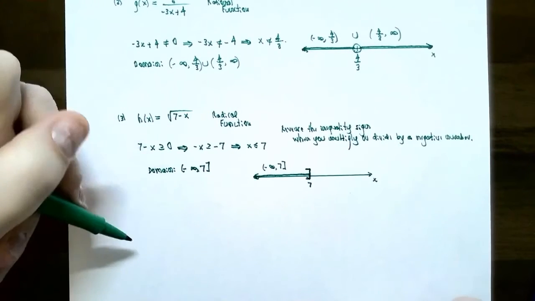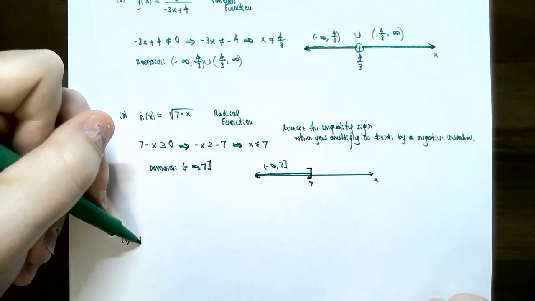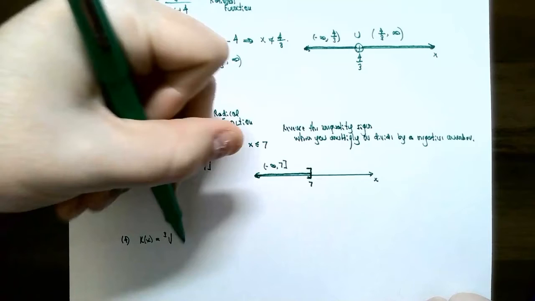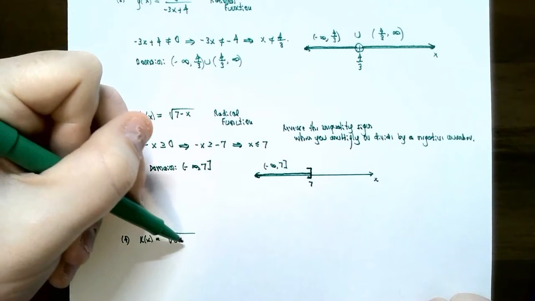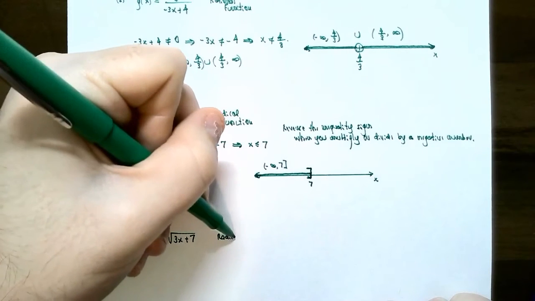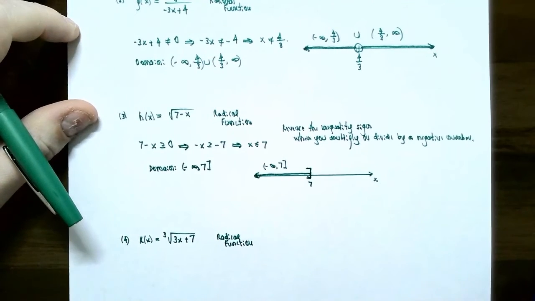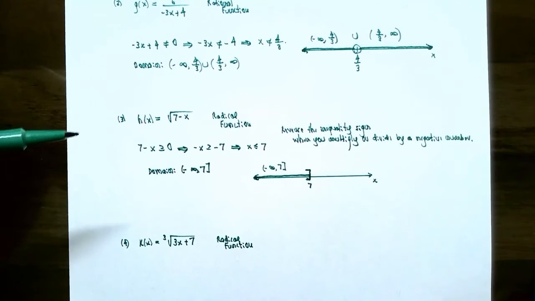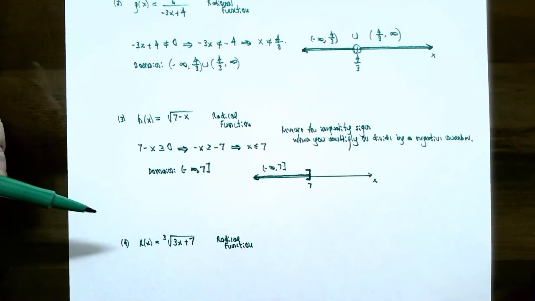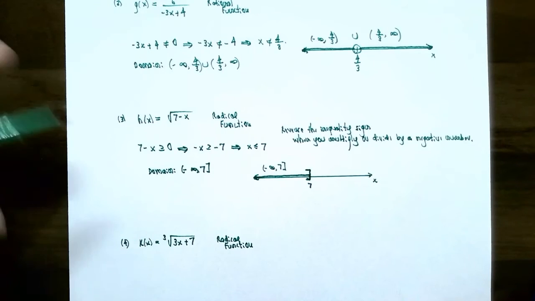Okay, let's try one more radical function, number 4. This time the function is k of x equals the cube root of 3x plus 7. And so another radical function. Notice this time that it's not just any type of radical that we're concerned about with the domain. It has to be an even root that we're concerned about, because we can't take even roots of negative numbers. Well, this is an odd root because it's the cube root. So the domain is the set of all real numbers.